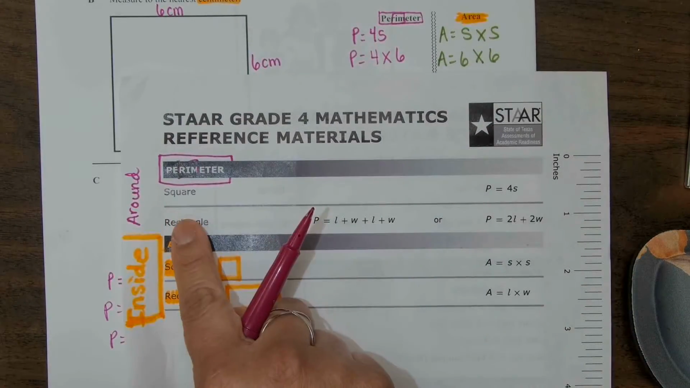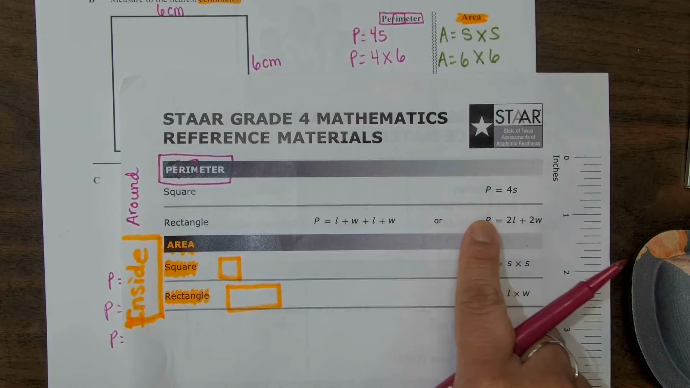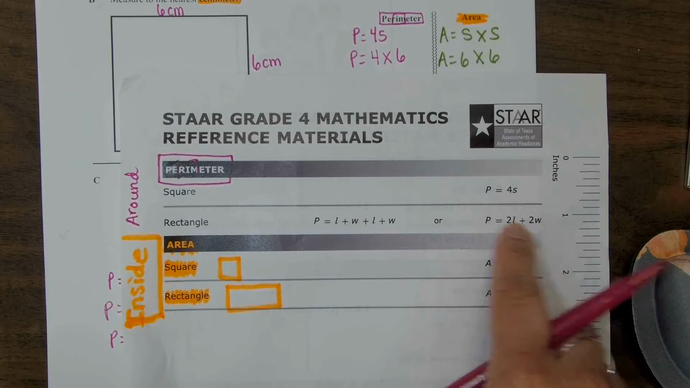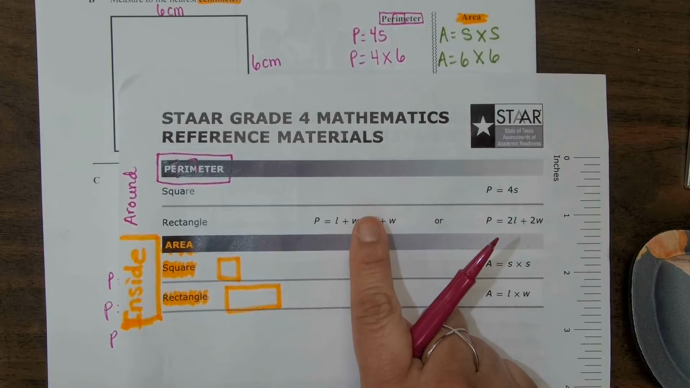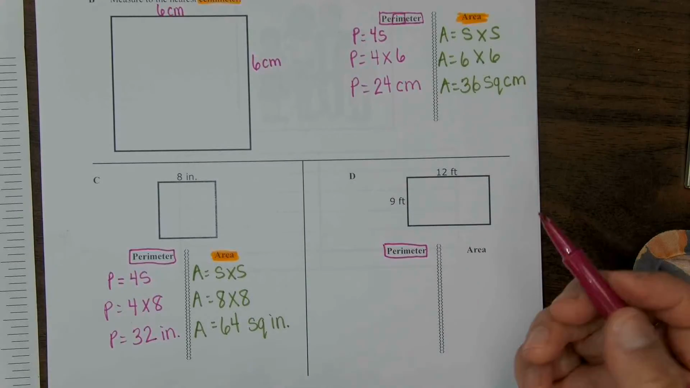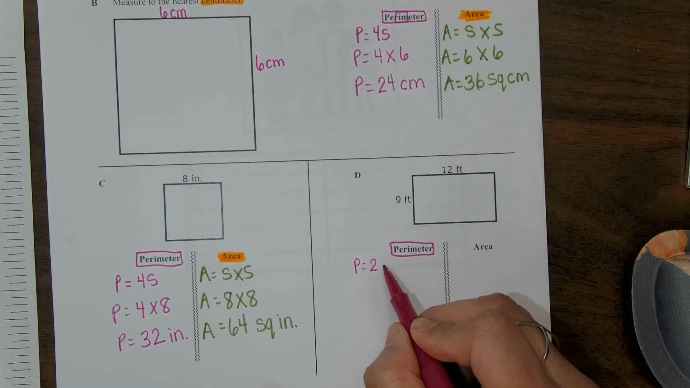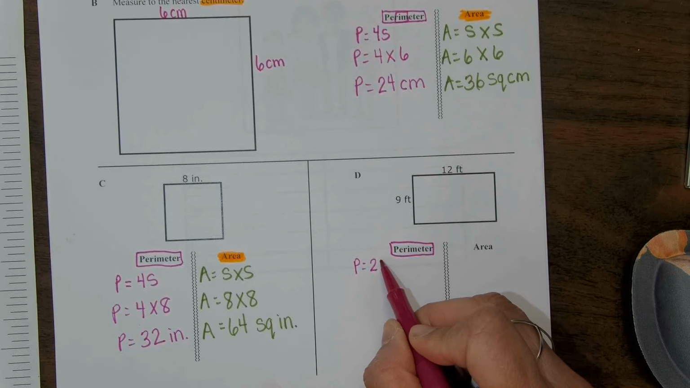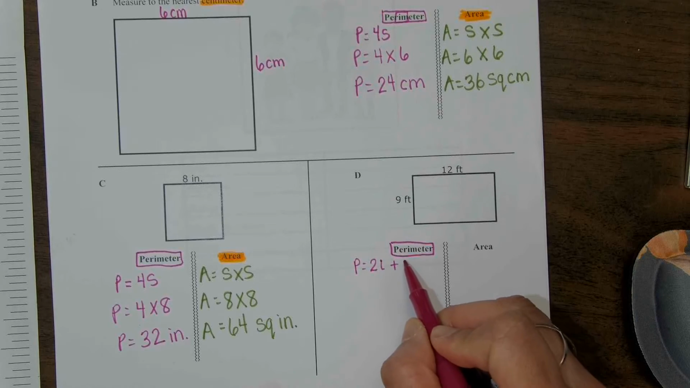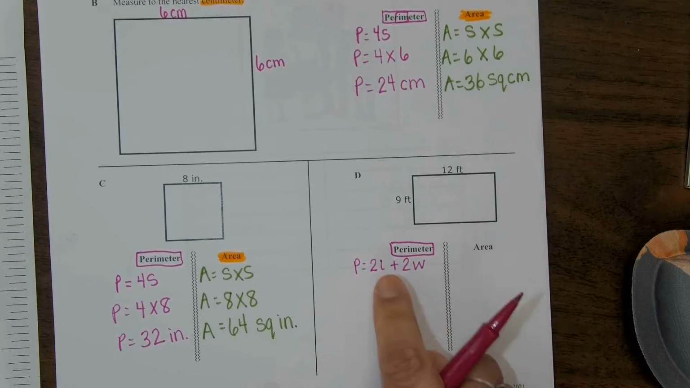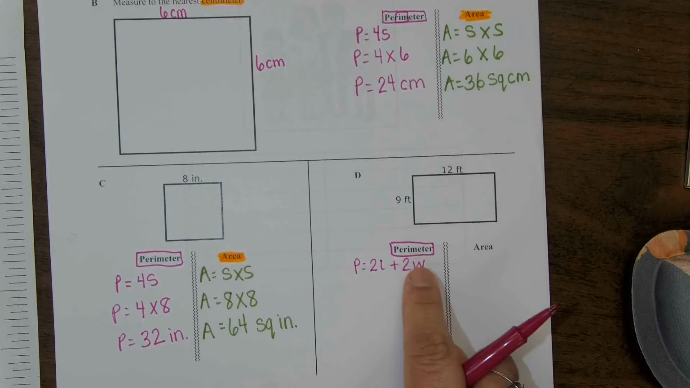So here is your rectangle. Perimeter is 2 times length plus 2 times width, or length plus width plus length plus width. So we're going to do 2 times L. Perimeter equals 2L plus 2W. This means 2 times length, 2 times width.